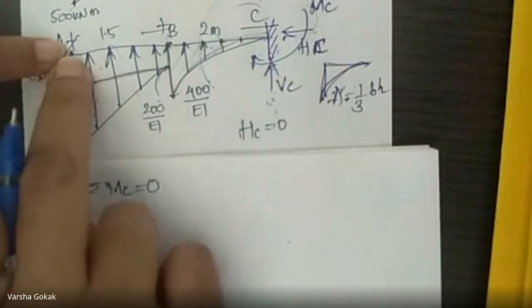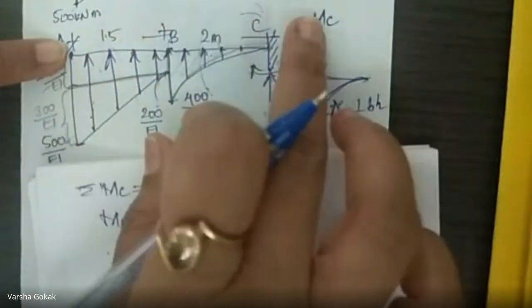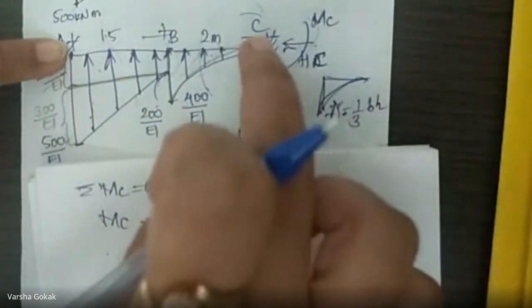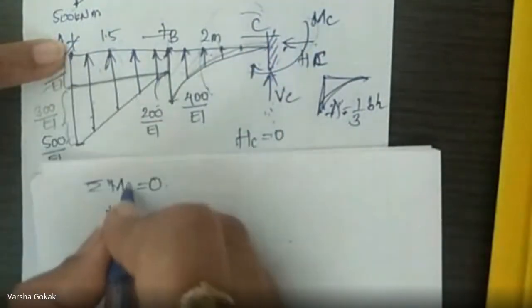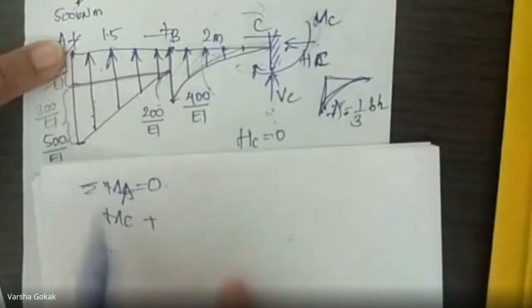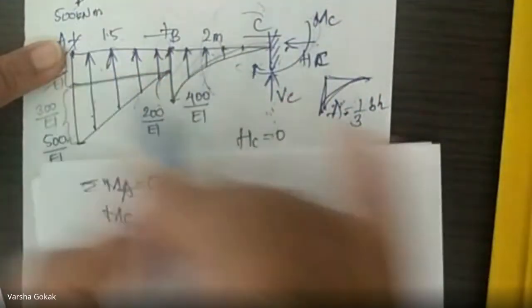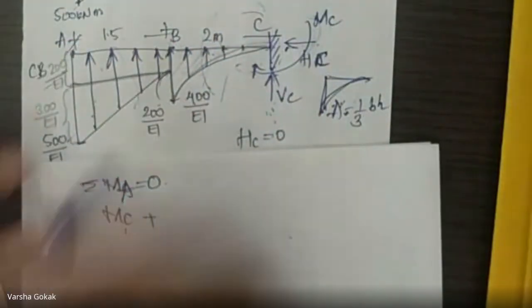If I take a moment at this point, point A, then these all will go negative. If I take a moment at this point, then they'll go positive. But if I want to consider this, I will not take moment at this point because this will become 0. Let us take moment at A, that would be better. So moment at A, when I take, this will come plus MC and these all will go as negatives, right? So let us take moment here.